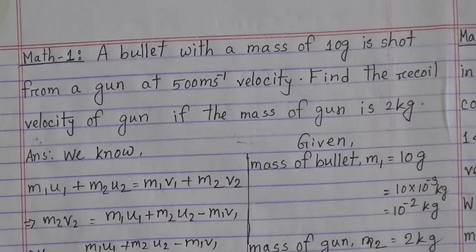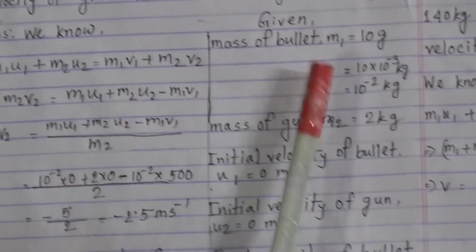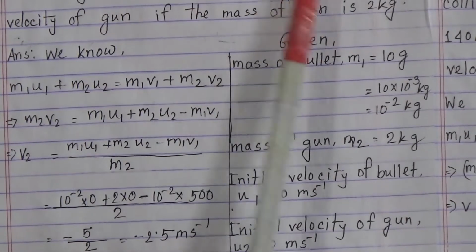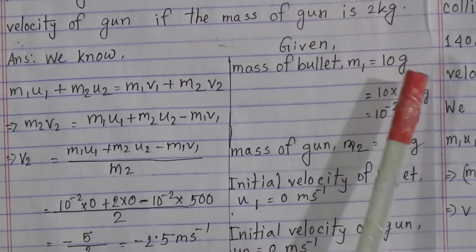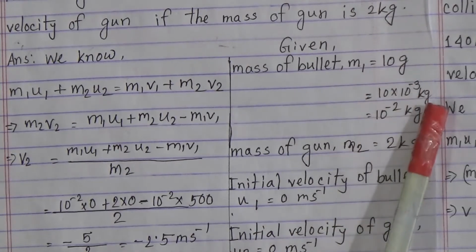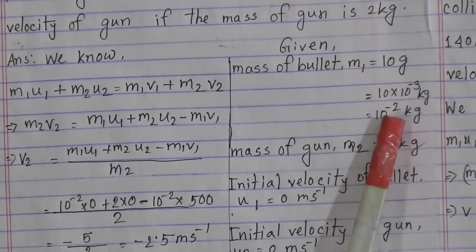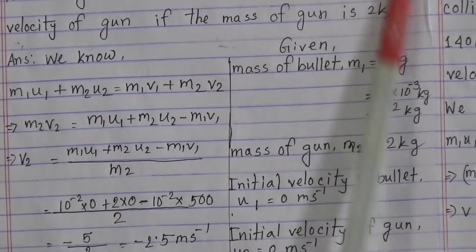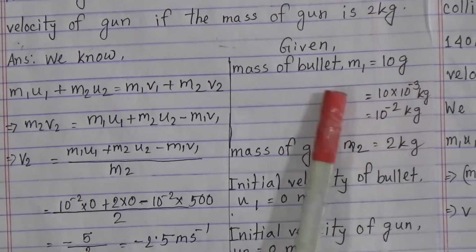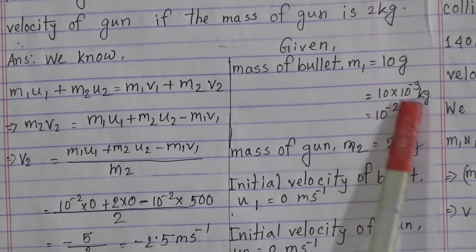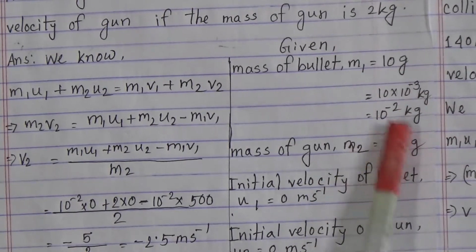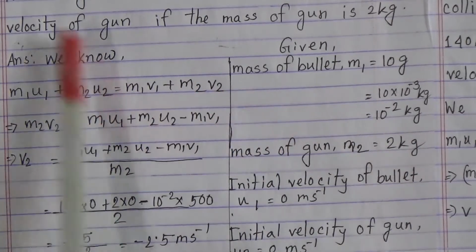Now we will solve this math. At first you have to write the given part. Okay, the given: the mass of the bullet is 10 gram, and we have to convert this gram into kg. That means we have to divide by 1000. So the mass of the bullet is 10 gram, that means 10 into 10 to the power minus 3 kg. Now 10 into 10 to the power minus 3 means 10 to the power minus 2 kg.